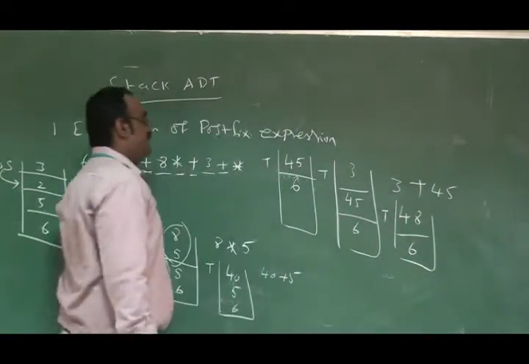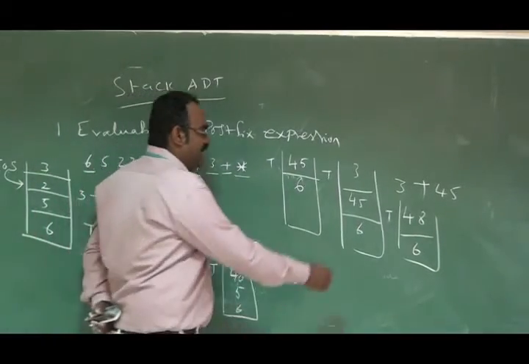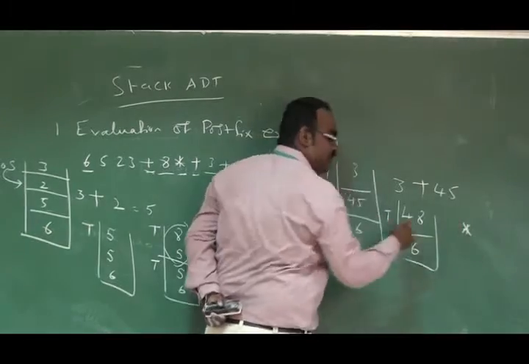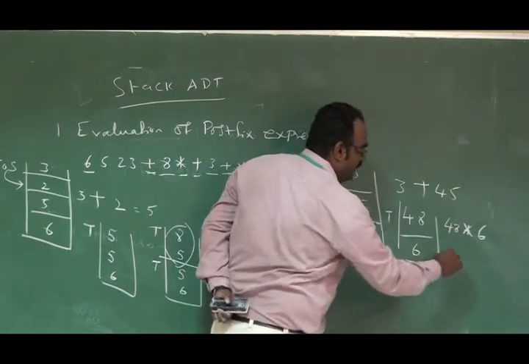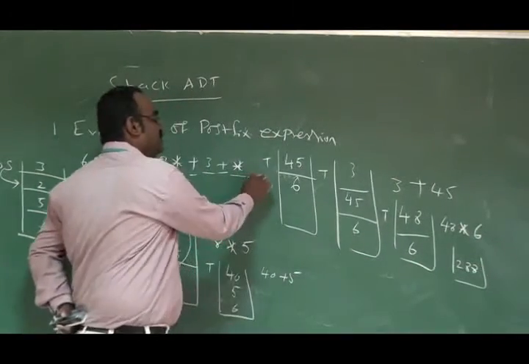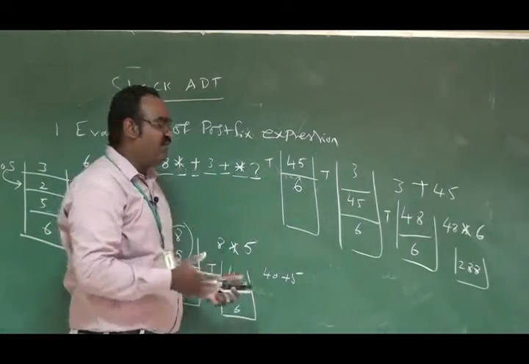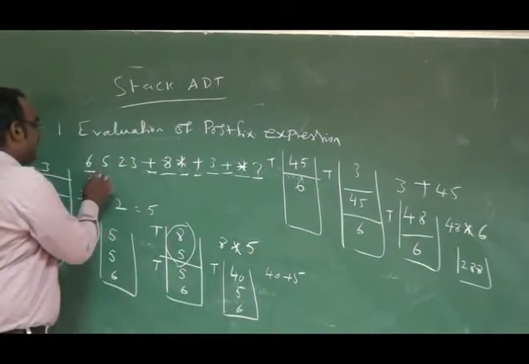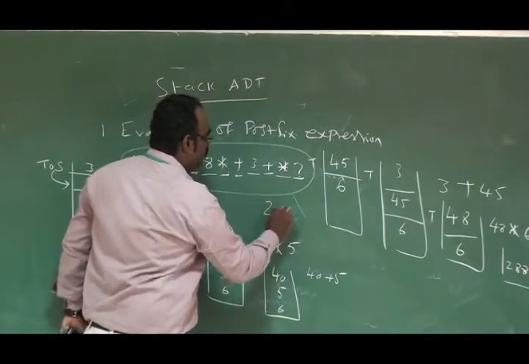So 48 and 6. So what is the last operator? It's multiplication. So multiplication, then popping 2 elements, 48 and 6. So what is the value? It is 288. So 288 is the final value. There are no other operands and operators, so this is the end of the stack, end of evaluation. Finally, the evaluation of the postfix expression is done with the value 288.